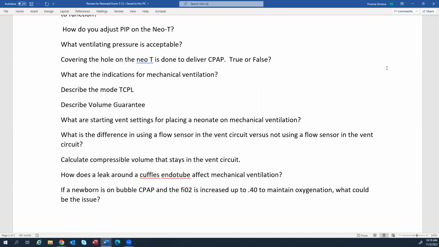Calculate compressible volume that stays in the vent circuit. So it'll give you the compliance of the circuit. It'll give you the delta P. It'll give you the tidal volume, the exhale volume, and ask you what was actually delivered to the neonate's lungs. So you have to be able to calculate that.